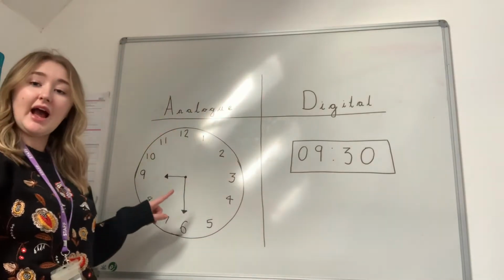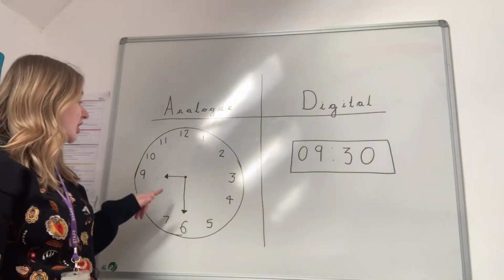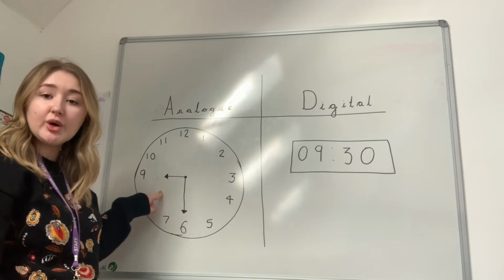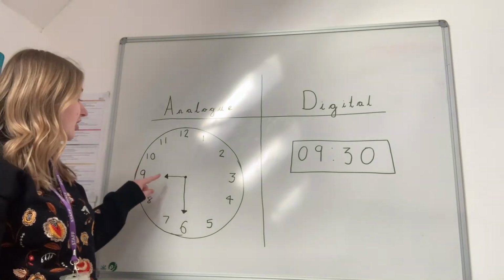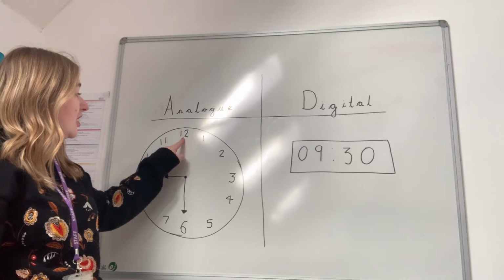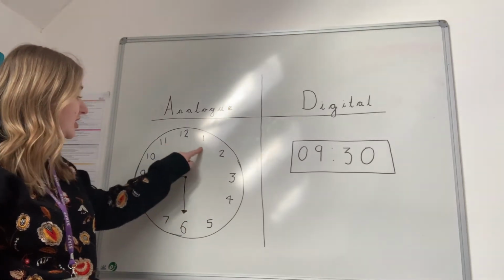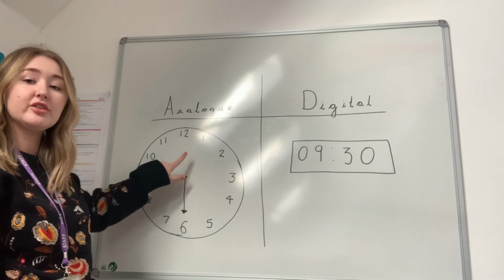Okay, so when we're learning about clocks, there's usually two types of clocks that we learn about. The first one being an analog clock. Now you guys will have seen this clock used around school. You probably have one in your home and it is known as an analog clock. It shows all the hours of the day in a circle on what is known as the clock face.